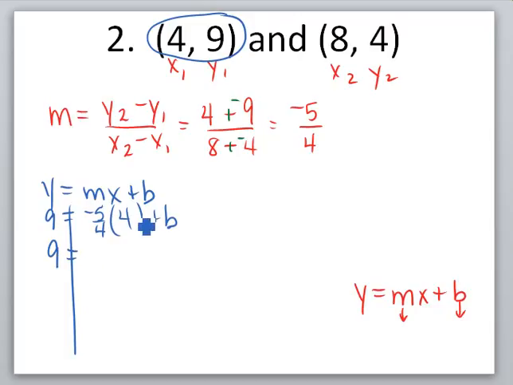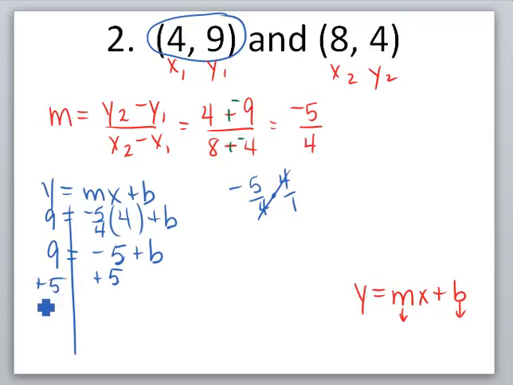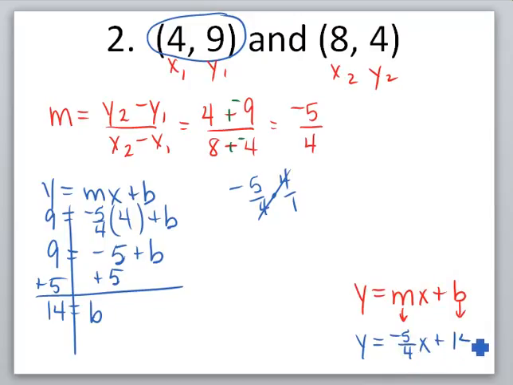Y equals, move off the side, negative 5/4 times 4 over 1, cross reduce, I get negative 5 plus b. To get b by itself, I'll add 5 to both sides, I get 14 equals b. So I end up with the answer y equals negative 5/4 x plus 14.